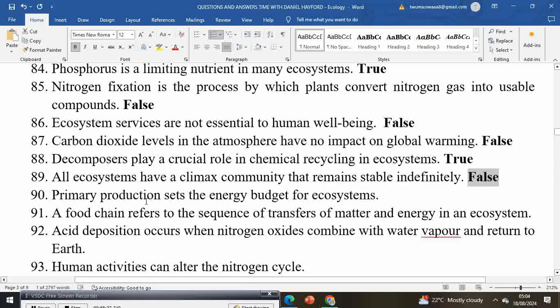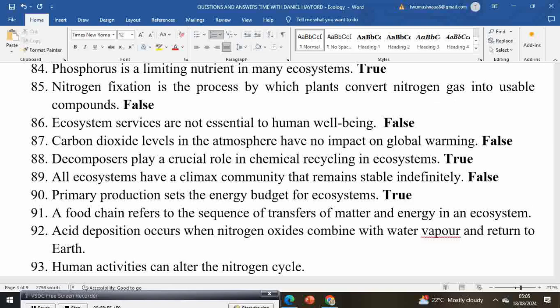Question number 90. Primary production sets the energy budget for ecosystems. Is it true? Yes, it is true. Primary production sets the energy budget for ecosystems.